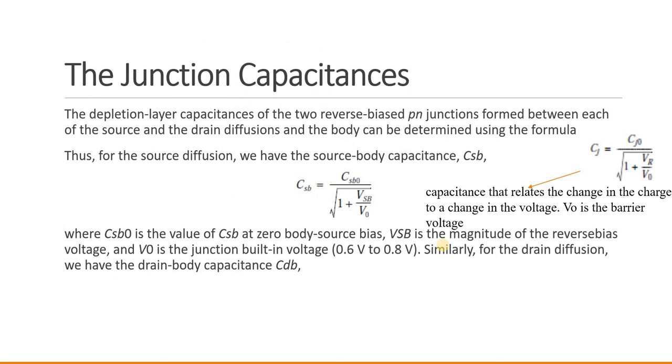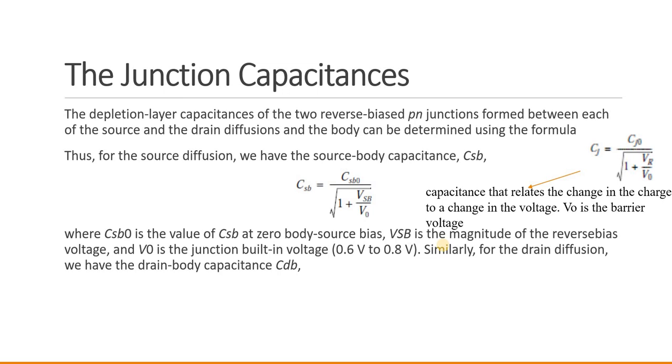Next is the junction capacitance. There are two capacitances: one because of the source diffusion and one because of the drain diffusion. For the source diffusion, it is CSB, and the formula is CSB naught divided by root of 1 plus VSB by V naught. VSB is nothing but the magnitude of the reverse bias voltage, and V naught is the barrier voltage or built-in voltage, and the value of this is 0.6 volt to 0.8 volt.